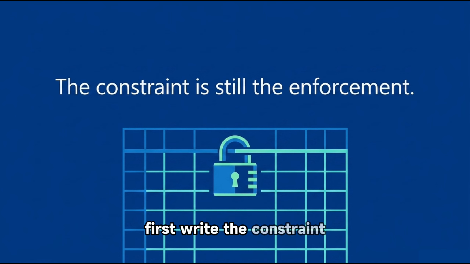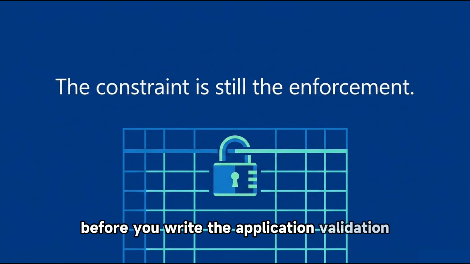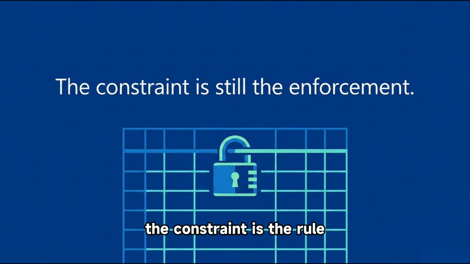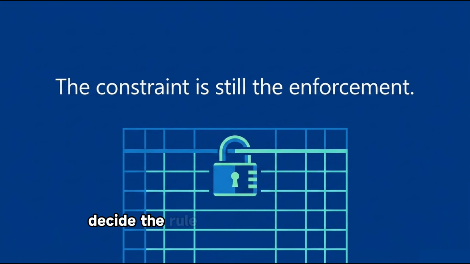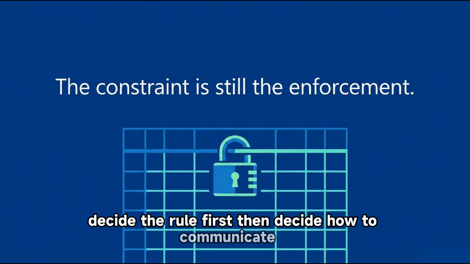Three things to do when you design a column that will hold a constrained value. First, write the constraint before you write the application validation. The constraint is the rule. The application validation is the user experience. Decide the rule first, then decide how to communicate it.